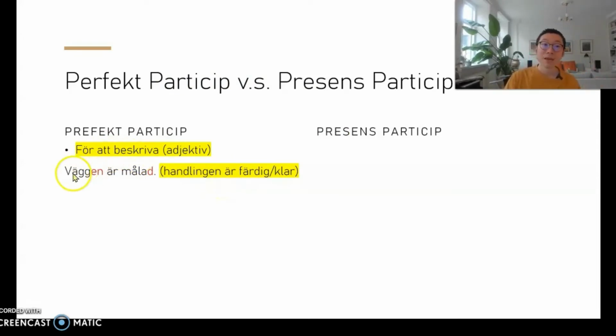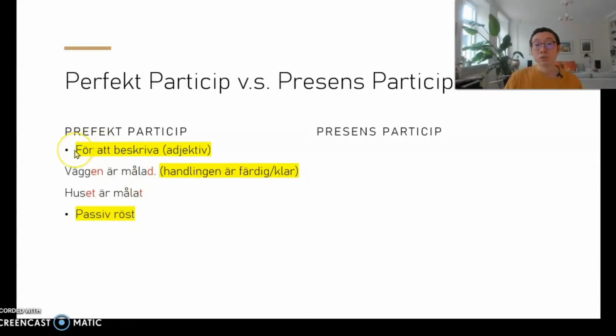Till exempel, väggen är målad. The wall is painted. Handlingen är färdig eller klar. The action is finished. Huset är målat. The house is painted. And now you also see that we need to change the endings according to if it's an en word or an ett word, just as if it's an adjective.